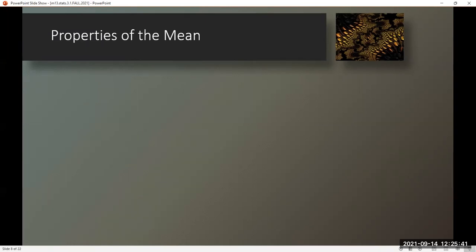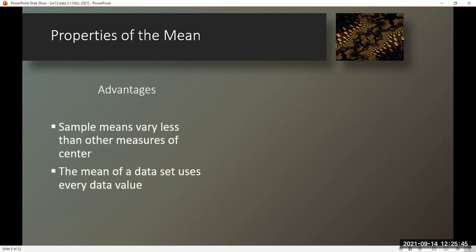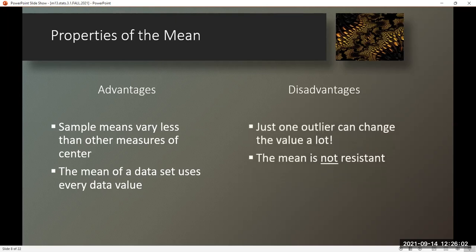Properties of the mean. There are advantages. Sample means vary less than other measures of center, and the mean of a data set uses every value in the process of the calculation. There are disadvantages. Just one outlier can change the value a lot. Therefore, we say the mean is not resistant.